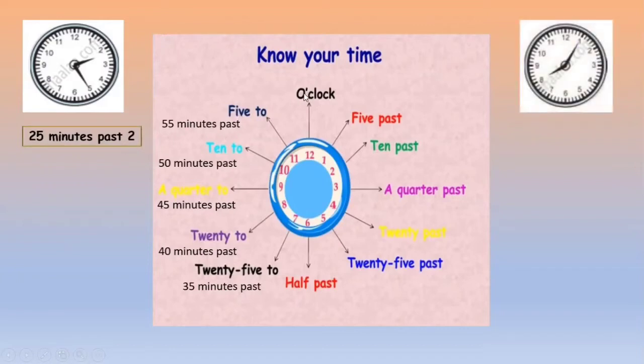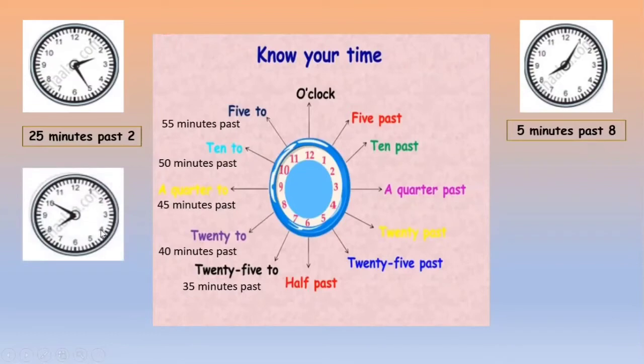Similarly, in the second example, our minute hand is on 1. So we write 5 past or 5 minutes past, and then check our hour hand. It is on 8. So we write 5 minutes past 8. Now moving on to the next figure. Here we have a minute hand on 10. So for 10, we either write 10 to or 50 minutes past.